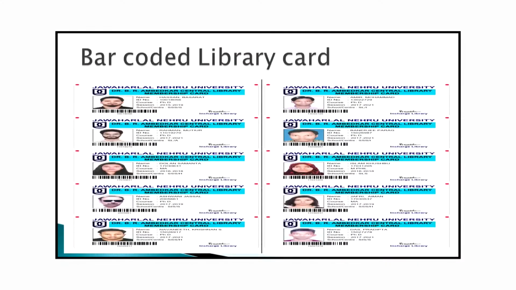As you can see on the screen, this is the barcode card, library membership card, which is issued to the students, and all the details of the students are available in this barcoded library membership card. So students need not have any manual card, any reader tickets. They are issued and all their borrowing privileges are controlled through this barcoded library card and ILMS.